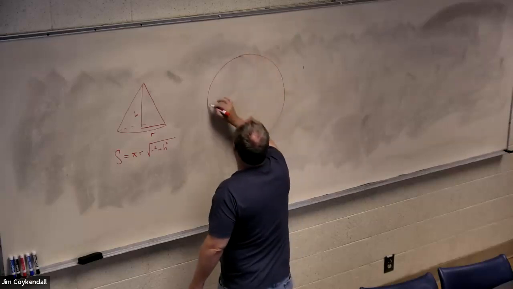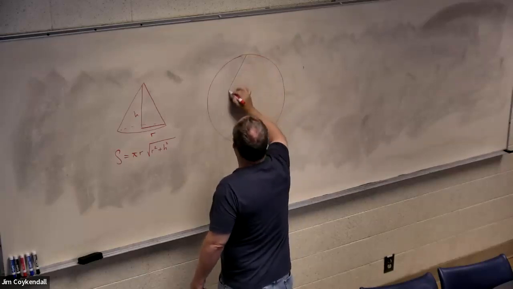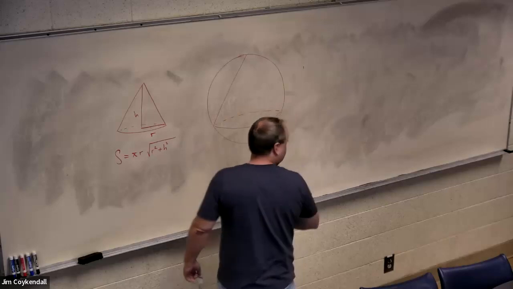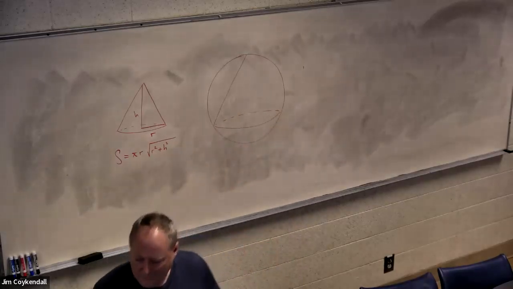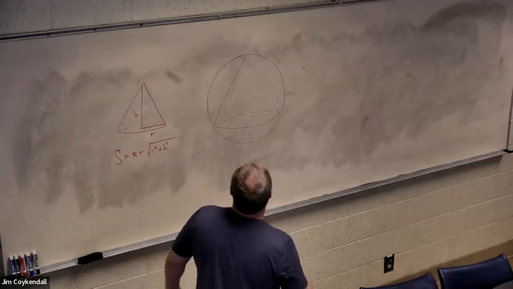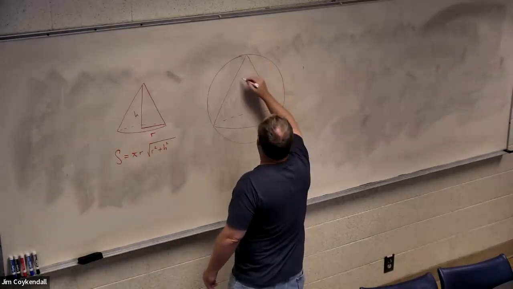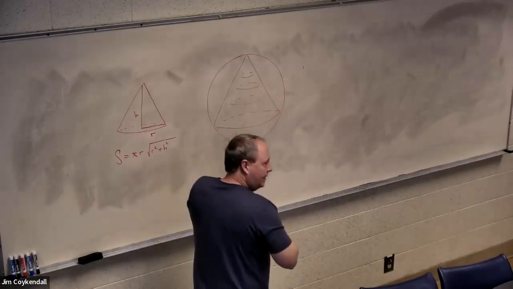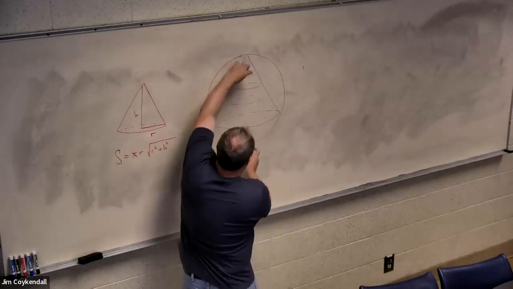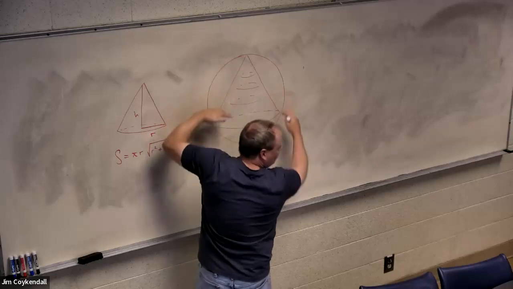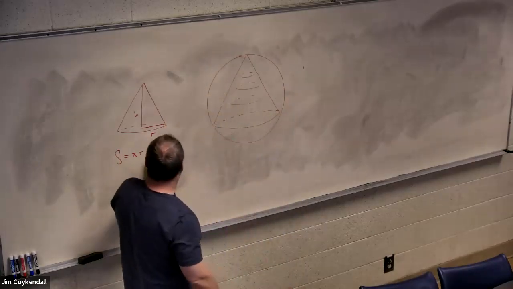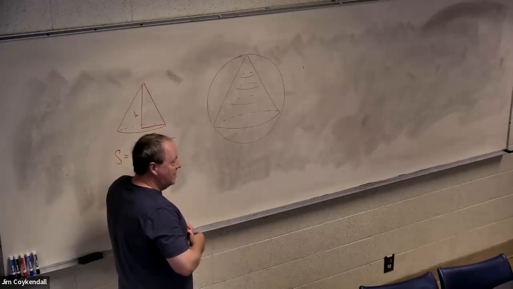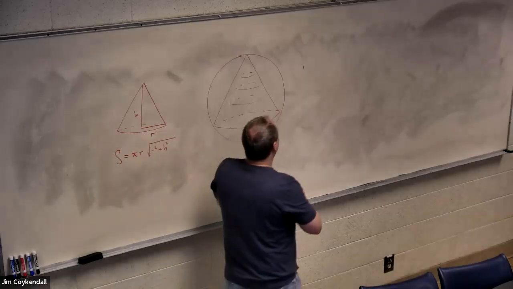So now I'm going to put this cone inside a sphere of radius R. And notice there are many ways I can put it inside the sphere. I can make it tall and skinny, or I can make it short and fat. And the question is, how do we make this as big as possible? So what we're trying to do is find the maximum.